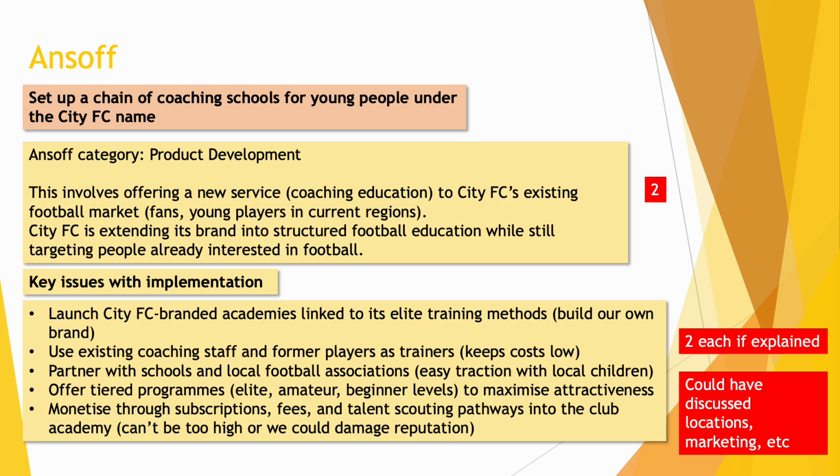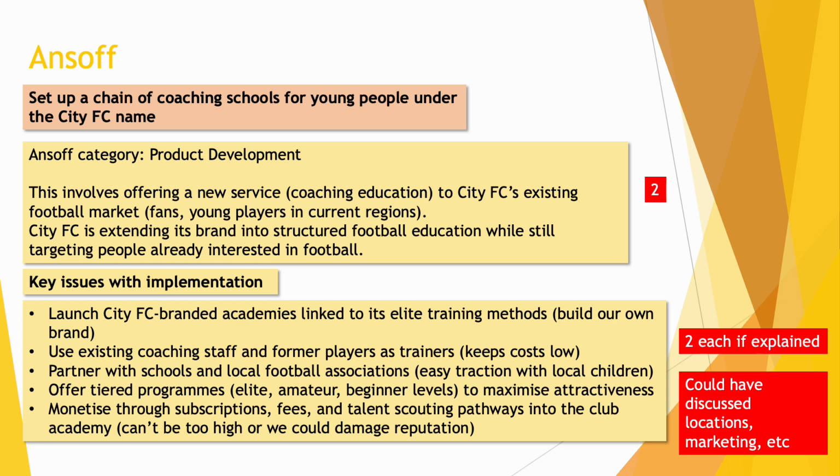What are the issues? What are the practical ways that you would put this in place? That was all the question was asking you to do. So that's our first strategy. Like I say, 2 for classification, and then 4, 6 marks for each one, depending on how many of these points you were able to discuss.